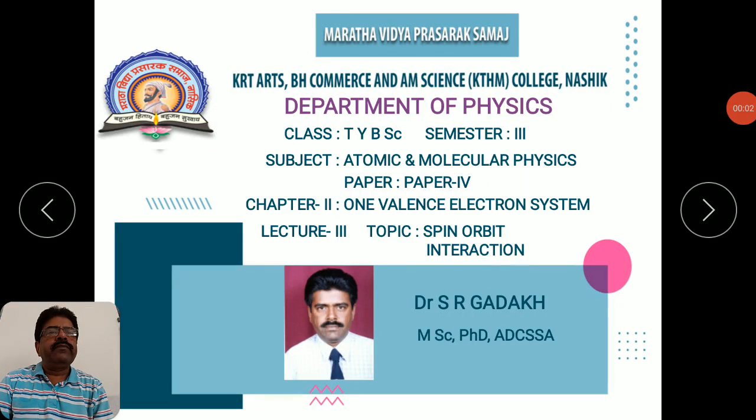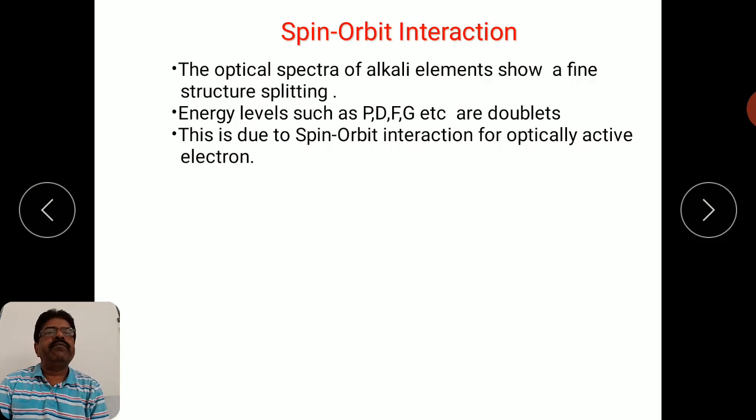In this video, I am going to discuss spin-orbit interaction. This particular spin-orbit interaction, one must understand while studying the spectra of one valence electron system. So, the optical spectra of alkali elements show a fine structure splitting.